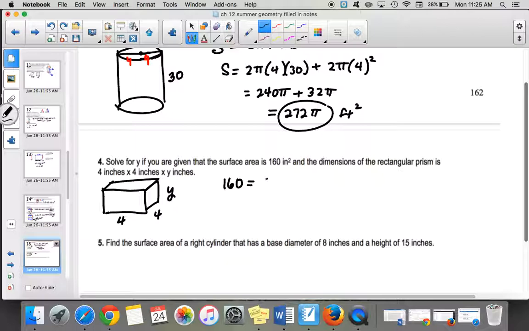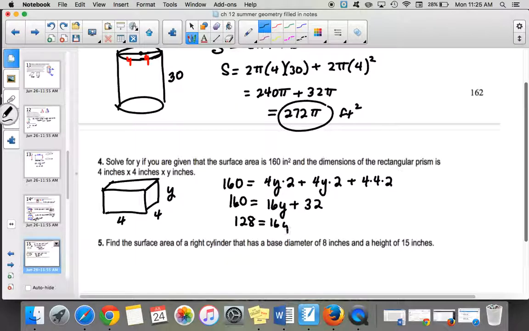So the front and the back are both 4y, so we have times 2. The right and the left are both 4y, so we have times 2, because right and left. And the top and bottom are both 4 times 4 times 2. So we get 8y plus another 8y, so 16y plus 32 equals 160. We subtract out the 32, so we get 128 equals 16y. And so we get y equals 8.